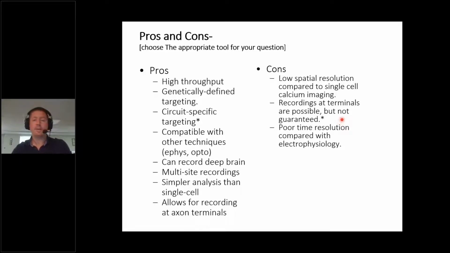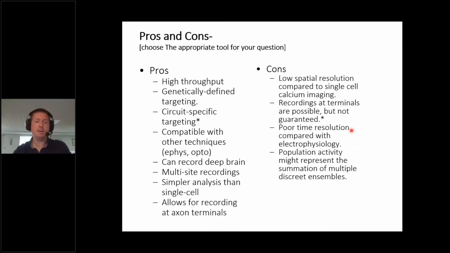From my background, I think the time resolution is really poor. So if you're interested in things like auditory physiology, this is probably not the technique for you. And then one of the things that we know is a major con is that population activity, especially if the population we're recording from is heterogeneous, might only represent a subset of what's going on. For example, you might catch only increases and miss decreases unless the population is very homogeneous.